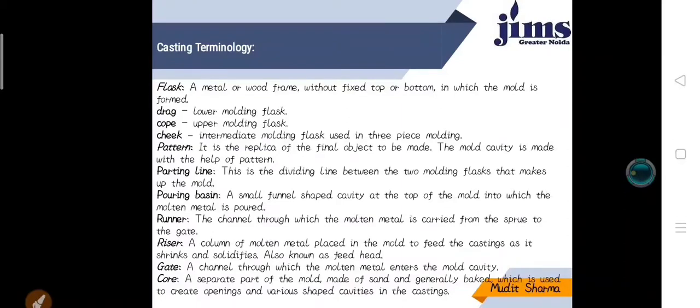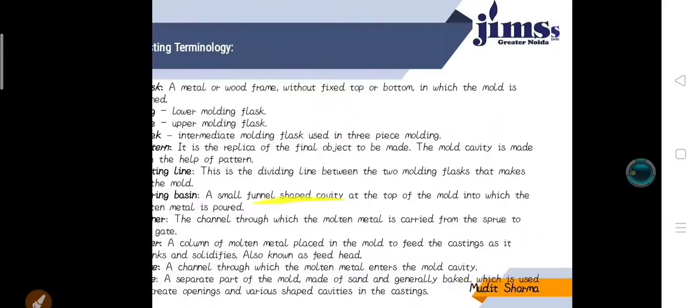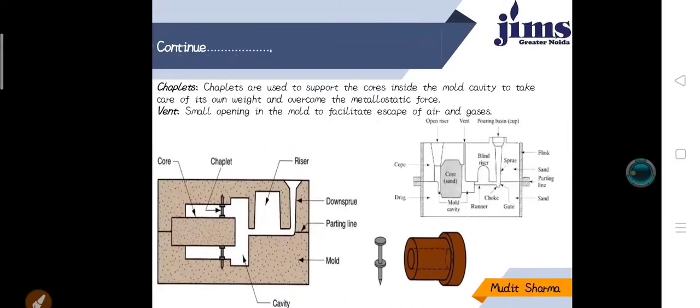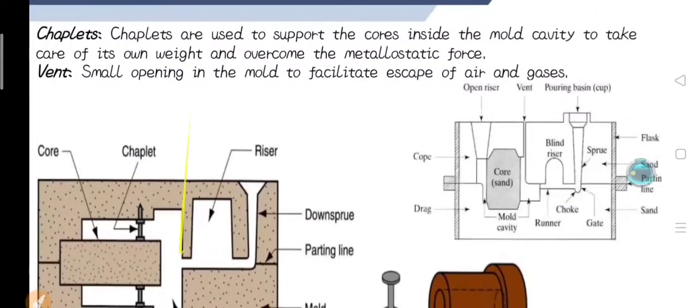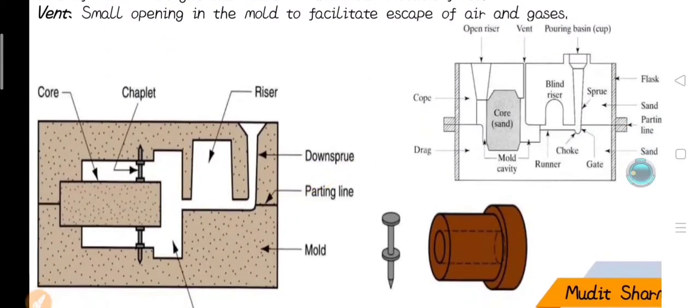Each and every point I already discussed. Now, chaplets are used to support the cores inside the mold cavity to take care of their own weight when the opening is small. So you can see in this picture how chaplets we use, how core we use, where the riser is placed, where the parting line is, etc.